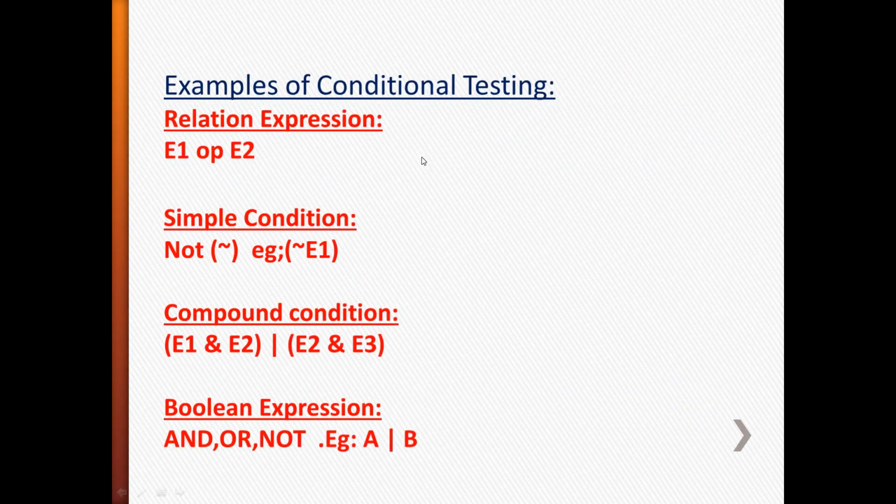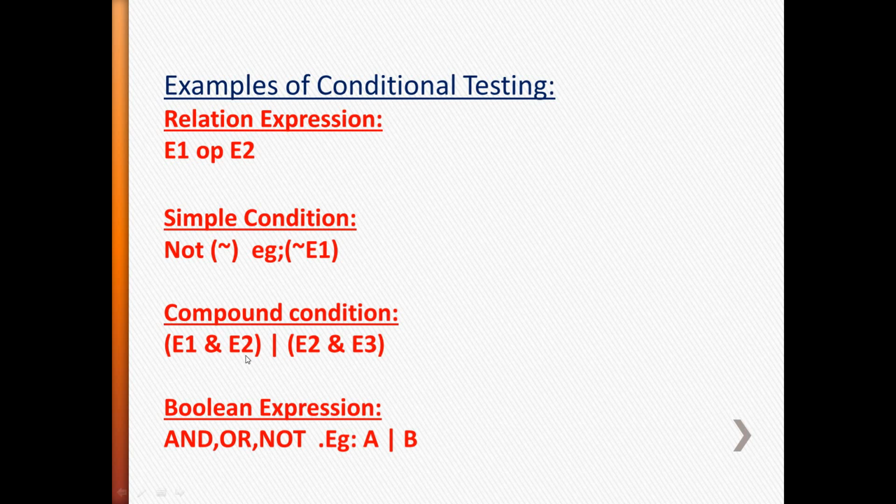Examples of conditional testing: relational expression. Expression 1, relational operator, and expression 2. The relational operator may be less than, greater than, or any other operator. Simple condition: not operator, expression 1. Compound condition.